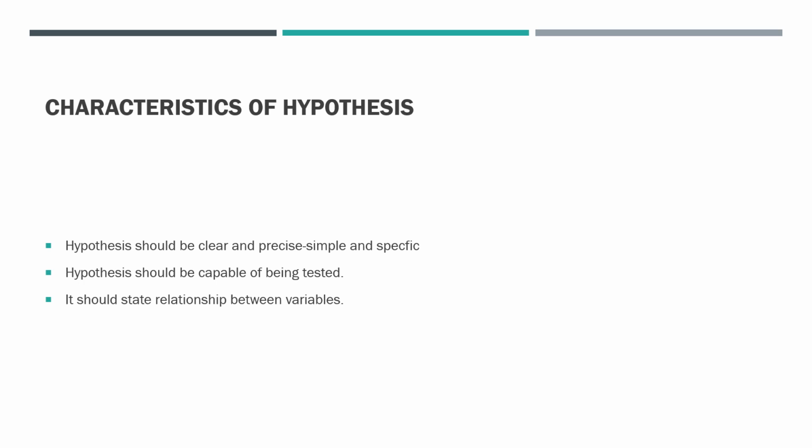A hypothesis should be clear and precise. It should be simple and specific and something that is measurable. Suppose you are comparing a group of older brothers and younger brothers, you can't say mothers love younger brothers more than older brothers. That is something that is not quantifiable. But if you are saying this insulin gives better mean control of blood sugar, that is measurable data. It should be capable of being tested, and it should state the relationship between variables, whether it is going to be bigger, whether it is going to be smaller, or whether there is just going to be a difference.